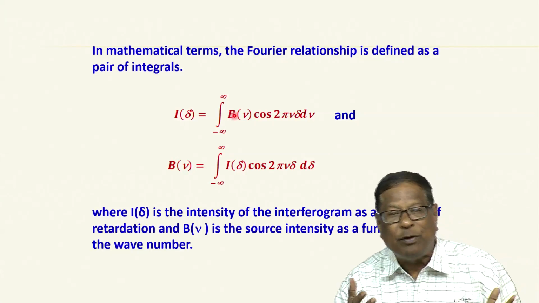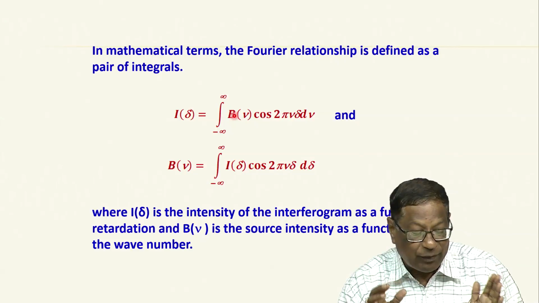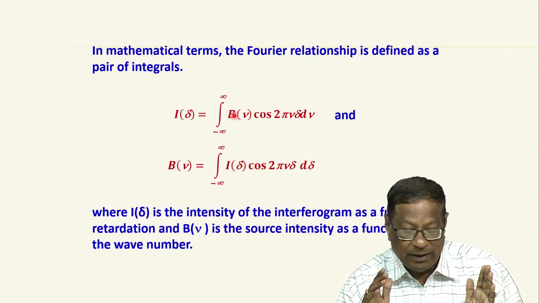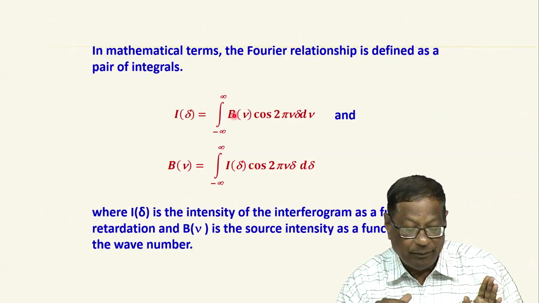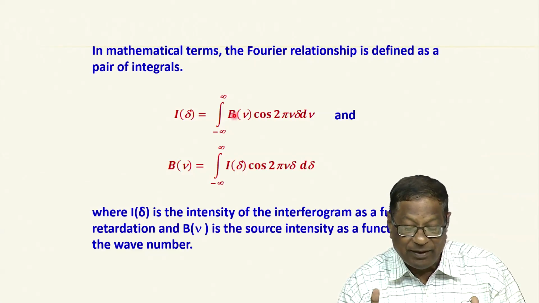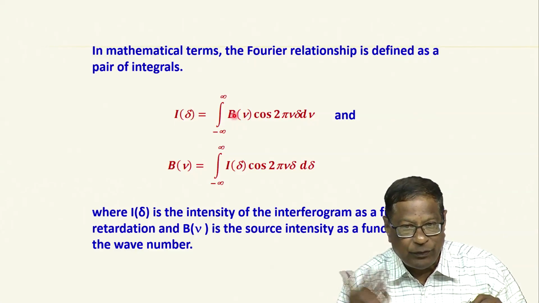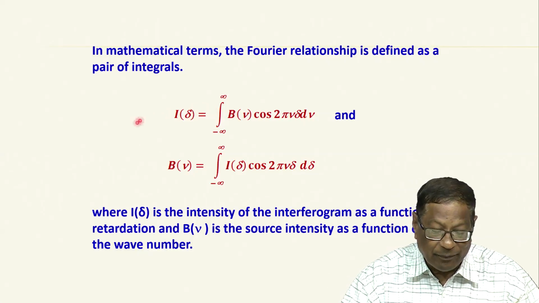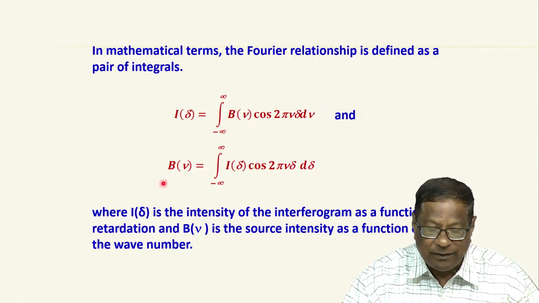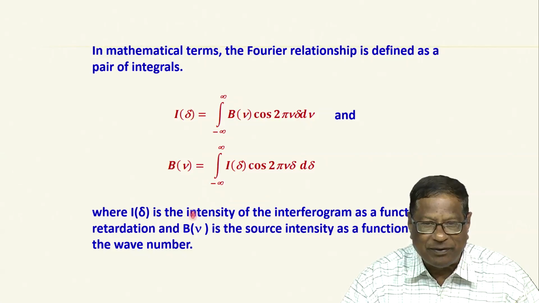So, essentially what we are saying? We are saying intensity of the interferogram is almost same as intensity of the source. So, I get two functions interdependent upon each other, that is what it means basically.